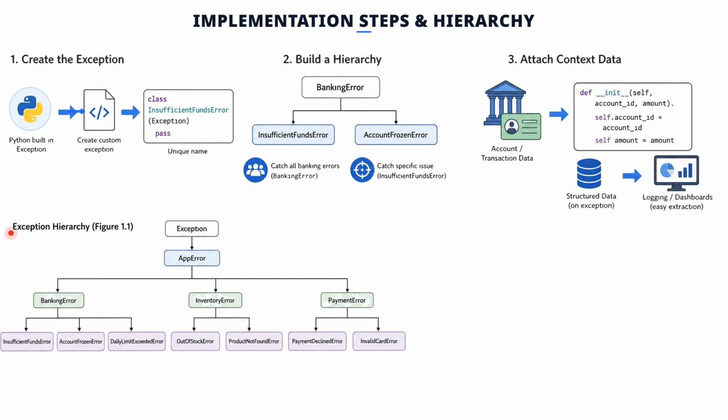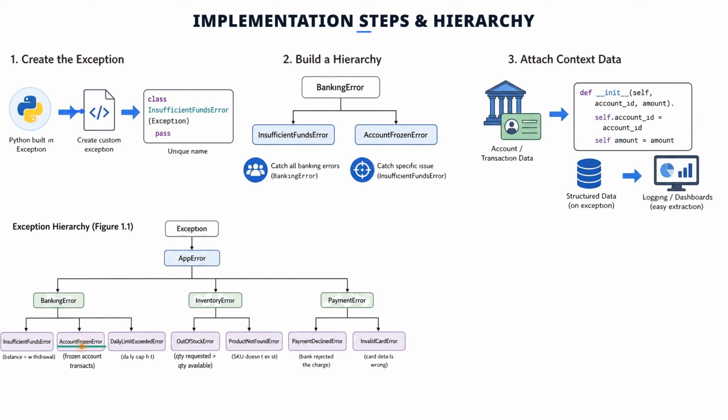Let's look closely at the exception hierarchy diagram to see a visual representation of this structure. At the very top, we have the Python built-in Exception. Right below it, we establish an AppError class, which acts as the base for our entire application. From there, it branches into 3 main domain categories: BankingError, InventoryError, and PaymentError. If we look under BankingError, we find our highly specialized cases, like InsufficientFundsError, which triggers when a balance is lower than a withdrawal, and AccountFrozenError.